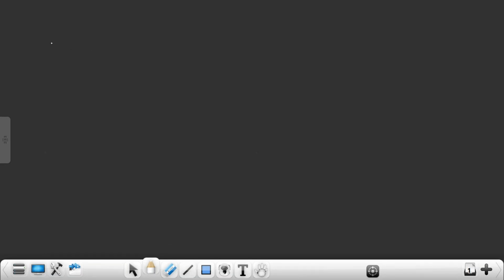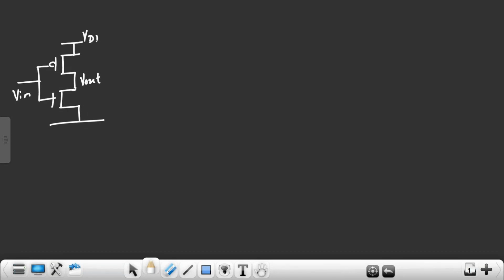So you know CMOS, right? PMOS and NMOS together is called CMOS. This is your CMOS. This is your V in, this is V out, this is VDD, and this is VSS or ground. I'll call it VSS only. Sorry, this is not just a PMOS. This is your CMOS inverter.